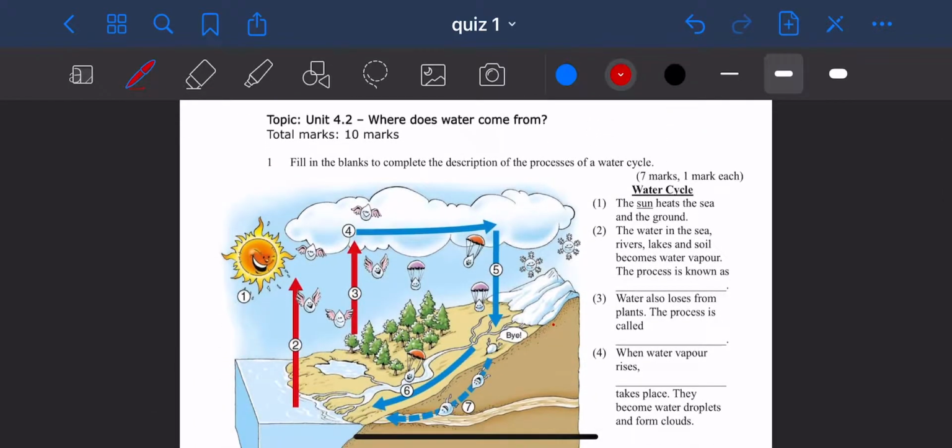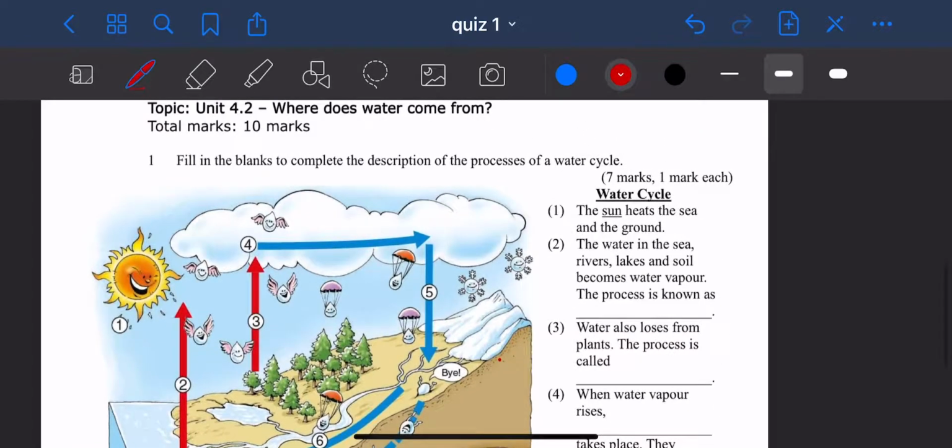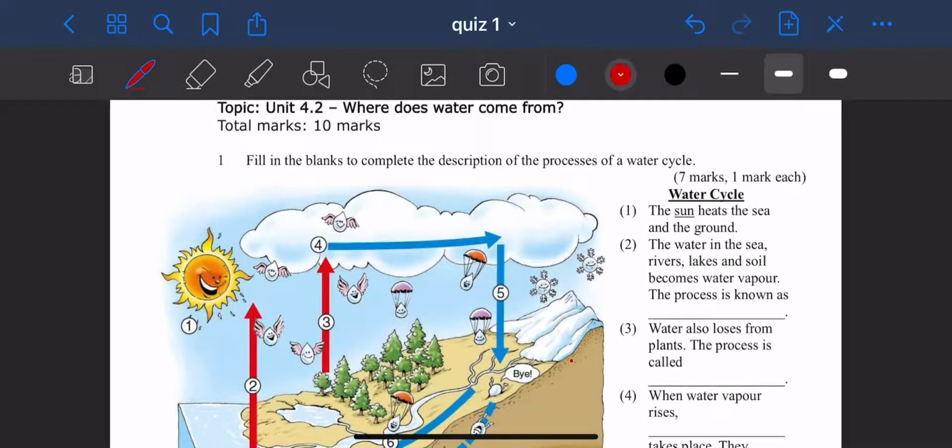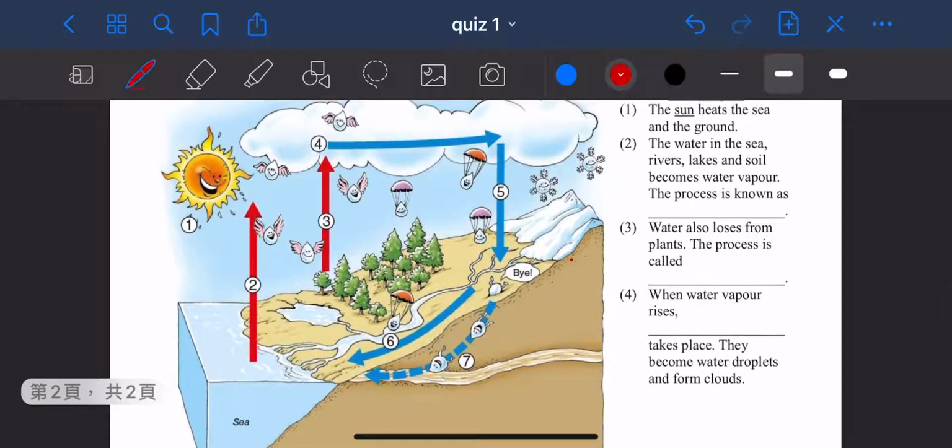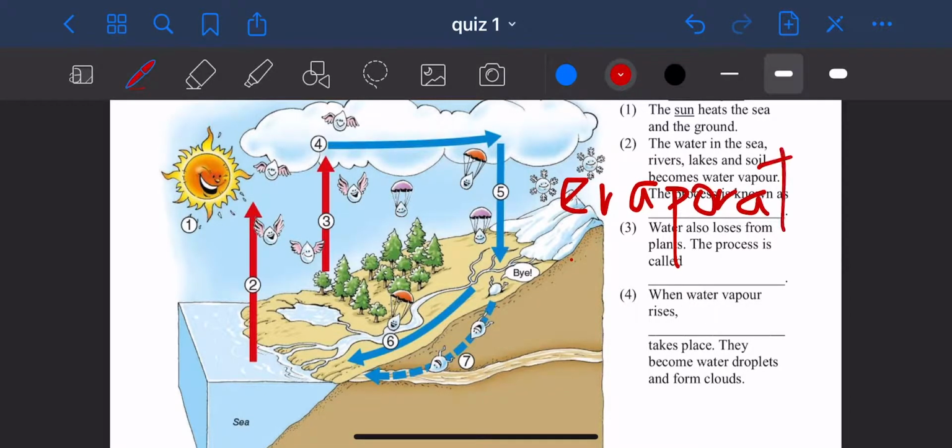And then for what does the water come from? Actually, it's quite easy, and we keep reminding you how to deal with it. Okay, when the water in the sea and river becomes water vapor and rises up, what do we call it? Evaporation. OK, 蒸發啦. Water also loses from the plants, and this process we call transpiration.